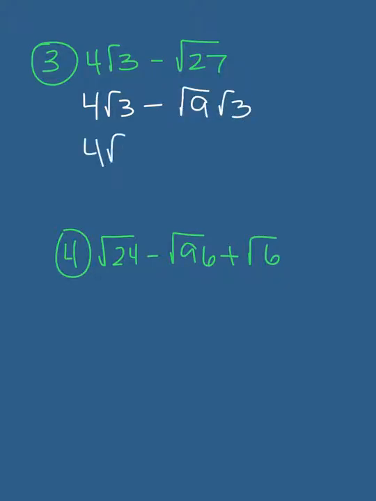So I have 4 root 3 minus 3 root 3, which simplifies to the square root of 3. And number 4, again, we have to simplify what we can.